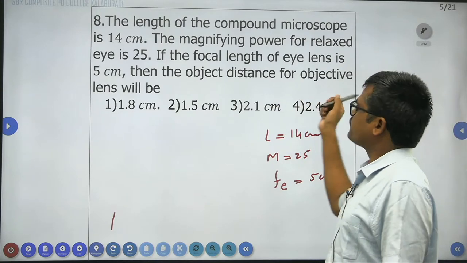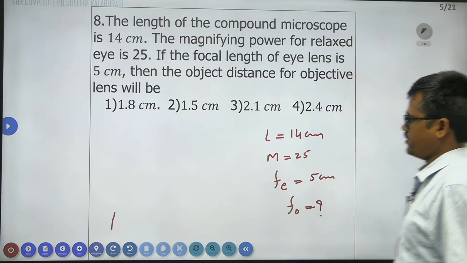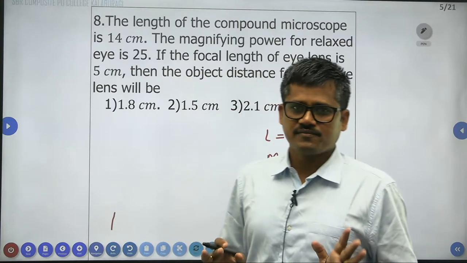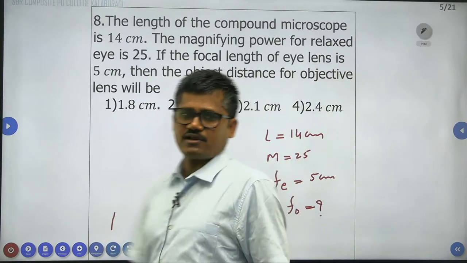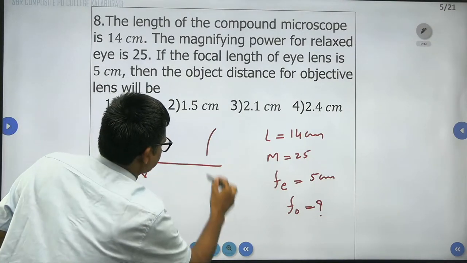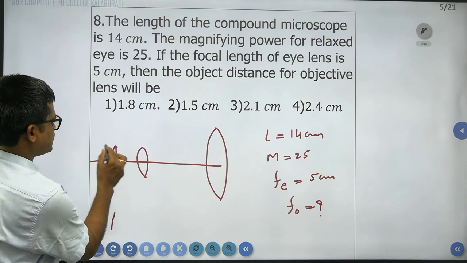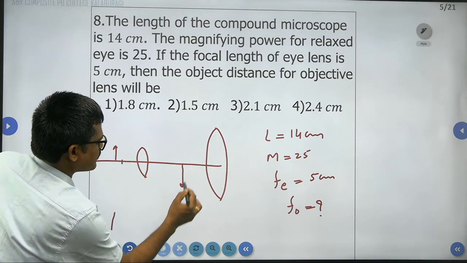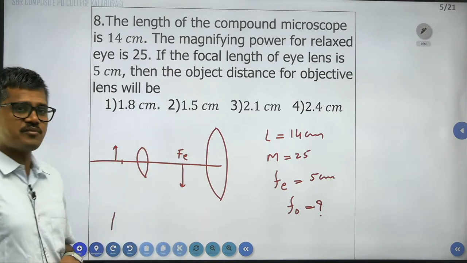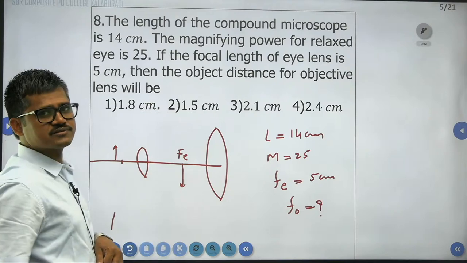Then they are asking what the object distance for the objective will be. Now in this case, very clearly, the image is formed at infinity. Let me draw a rough ray diagram here. Objective here, and the eye lens here. Suppose somewhere here an object is kept. Where is the image forming? That image will be at the focus of the eyepiece, because they told us relaxed eye, so definitely this image will be at the focus of the eyepiece. Got my point?